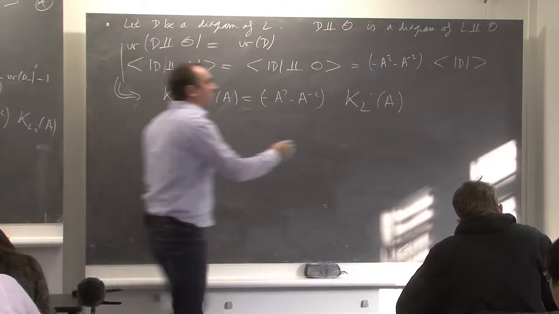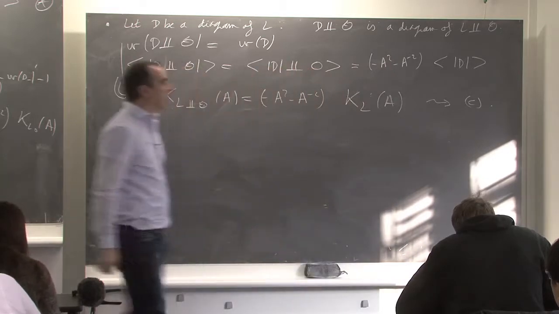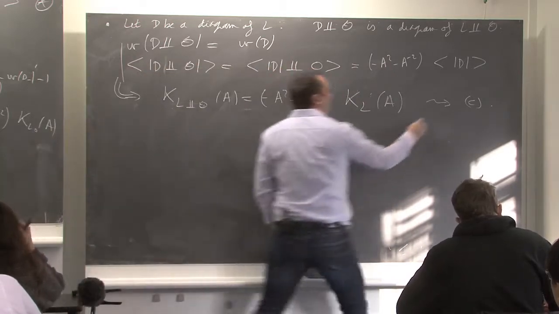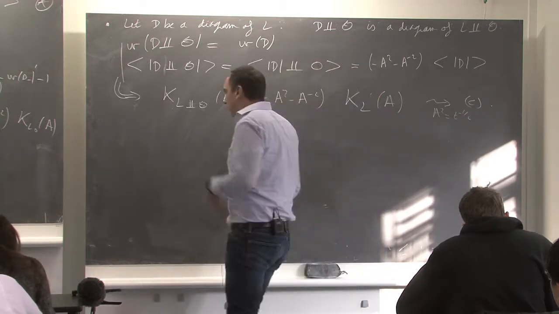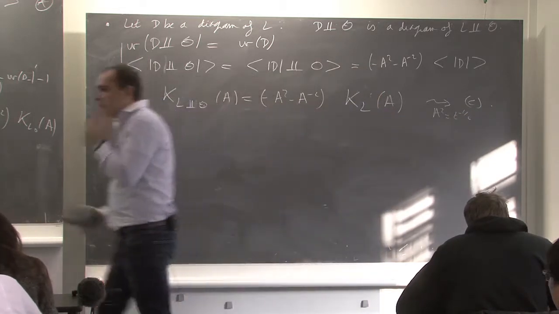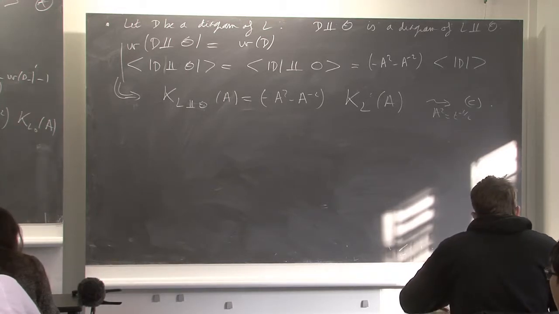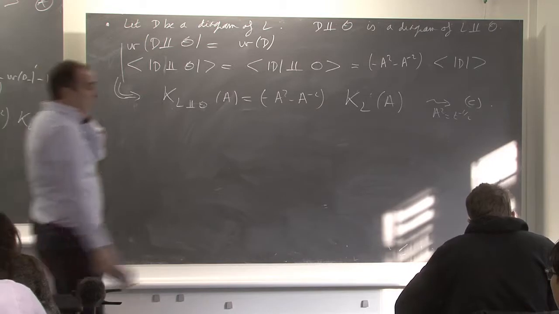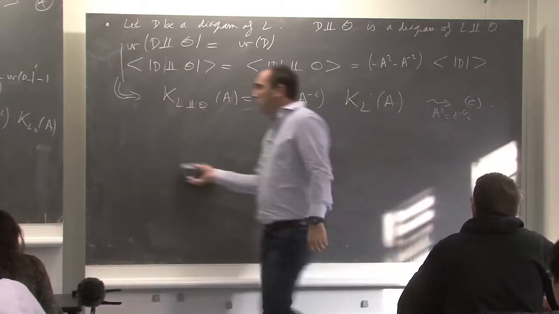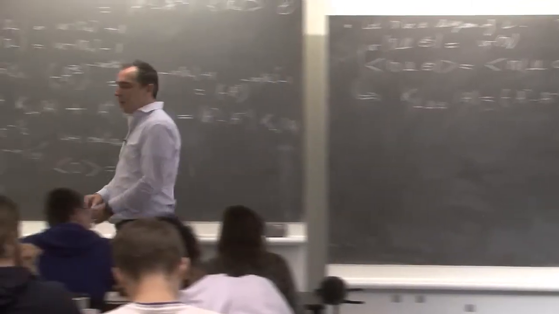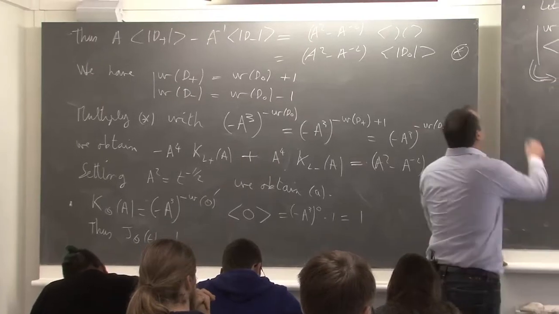And this gives the property, setting A squared equal to t to the minus 1/2. Okay, so we have verified that the Jones polynomial satisfies A, B, and C. Now let us prove that this is the only polynomial invariant, isotopy invariant of oriented links that satisfies A and B.